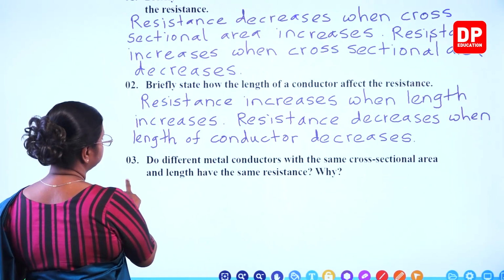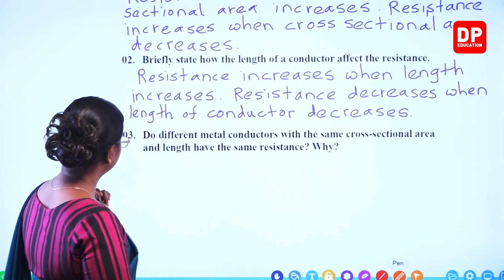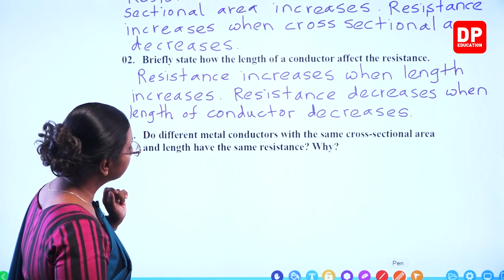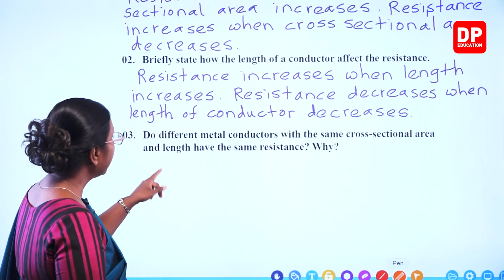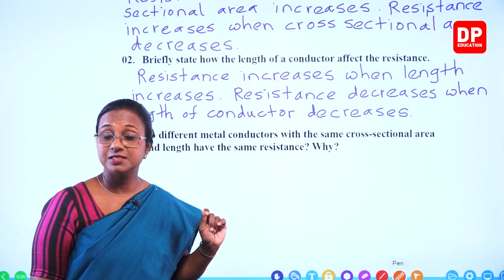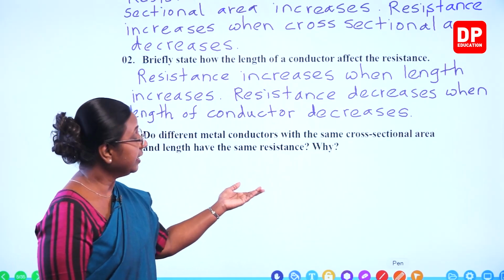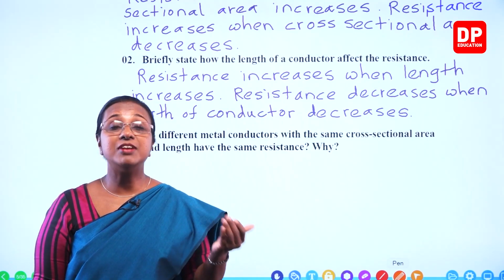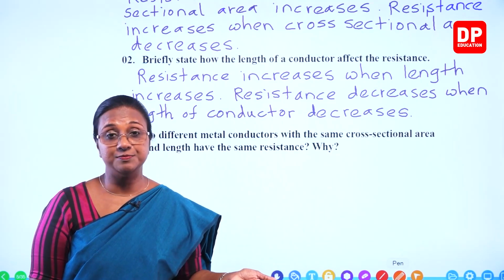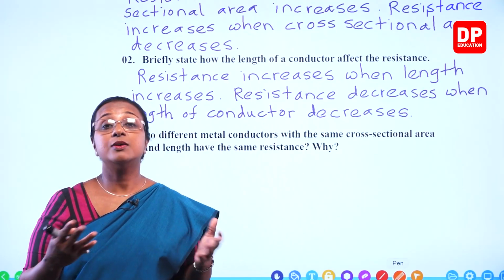Then, the third part of the question: do different metal conductors with the same cross-sectional area and length have the same resistance? Do they have the same resistance? No. Why? Because of their material composition, they have different resistivity. So, because of their resistivity, the resistance varies.